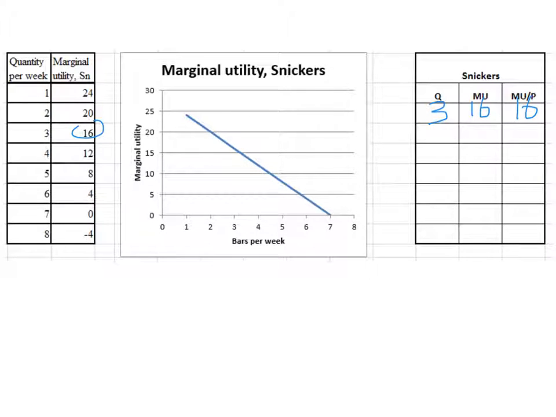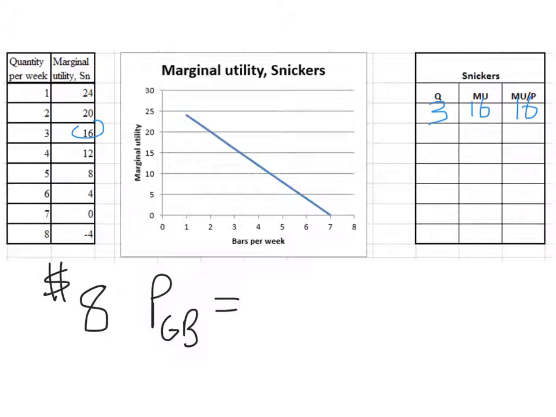So, one last challenge. Let's suppose his income goes from 7 to 8. So he has $8 a week to spend on his favorite snacks. And let's suppose that the price of granola bars goes up to $1, and the price of Snickers stays at $1. What's the best he can do now?